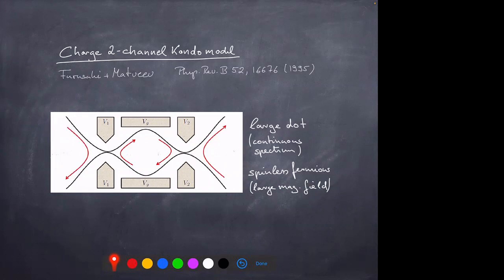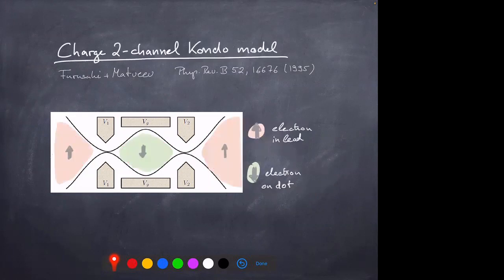Okay, but let me try to walk you through the mapping in a bit more detail. So the way the mapping proceeds is as follows. We have this setup: we have leads, we have this central region, we have this constriction with tunneling, and we have gates with which we can control the filling of the dot.